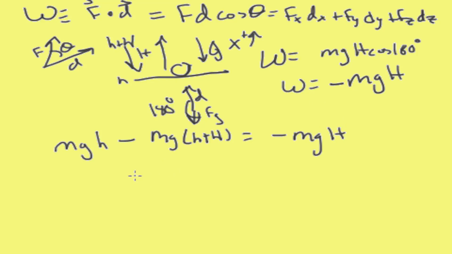So we see that the initial minus the final is equal, so this is the U initial, this is the U final, so we see minus the change in potential energy is equal to the work done, and this is only for conservative forces. That's what the C is for, conservative.